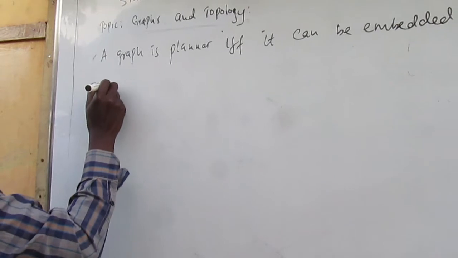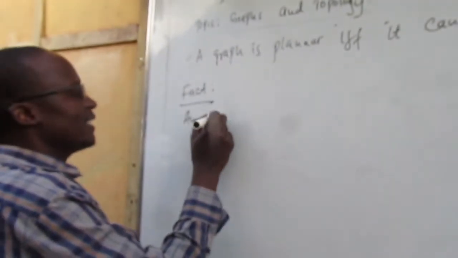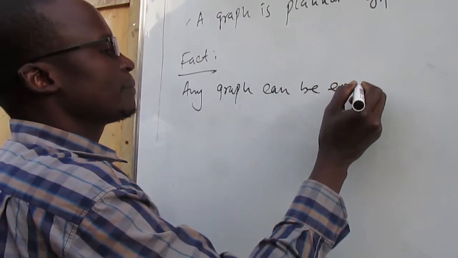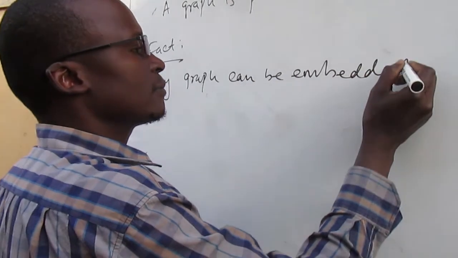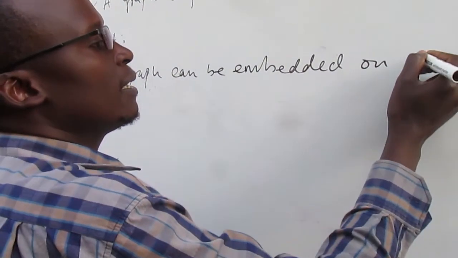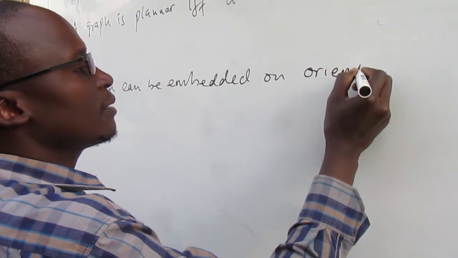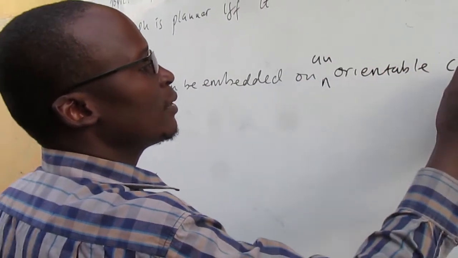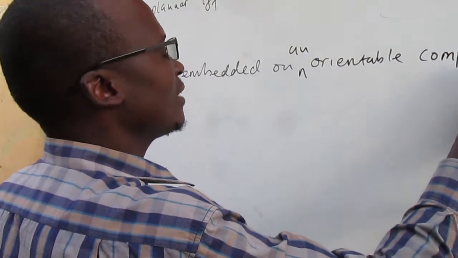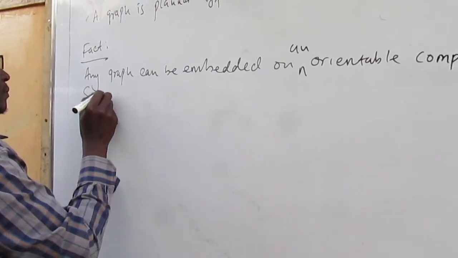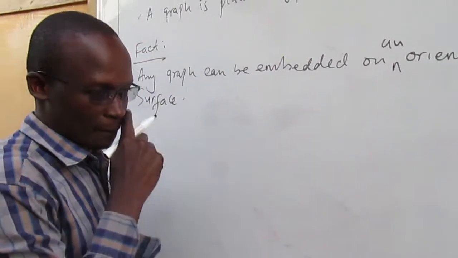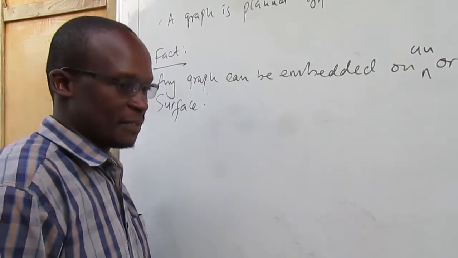Now, it's a fact that any graph can be embedded on an orientable compact surface. And so this is how it happens. If the graph is planar, we can just embed it on the sphere.